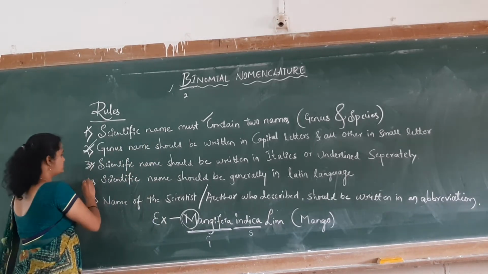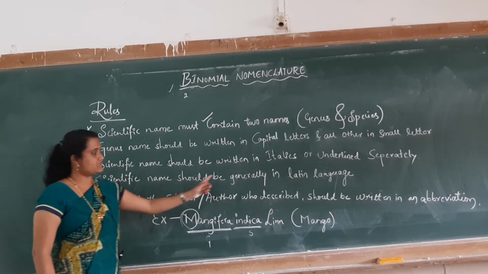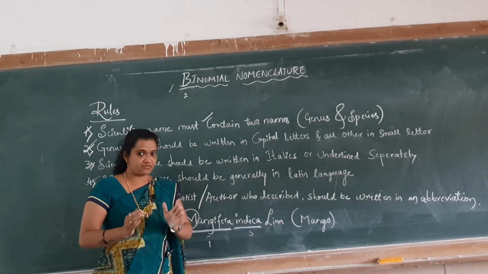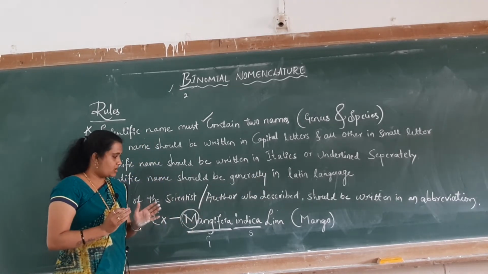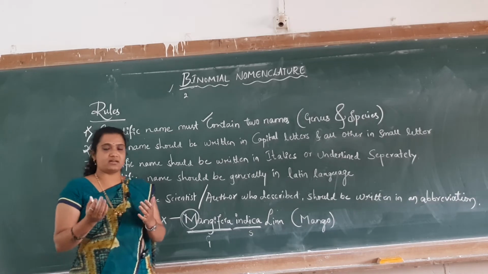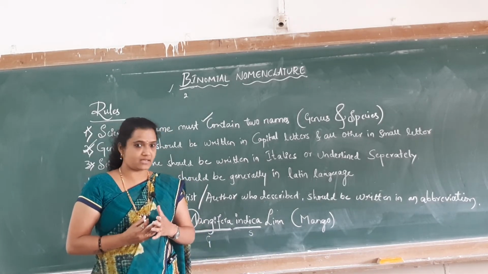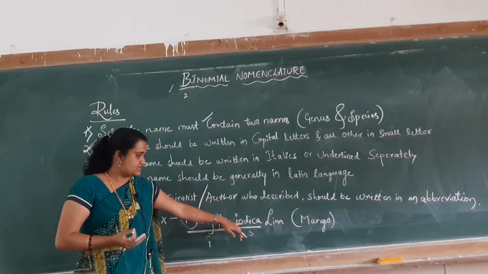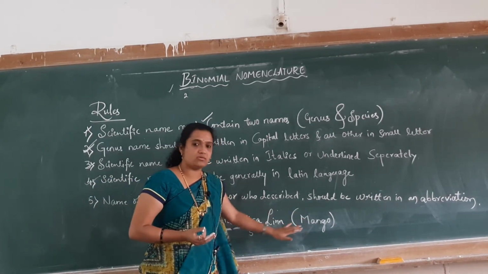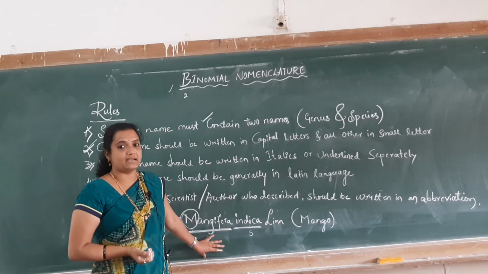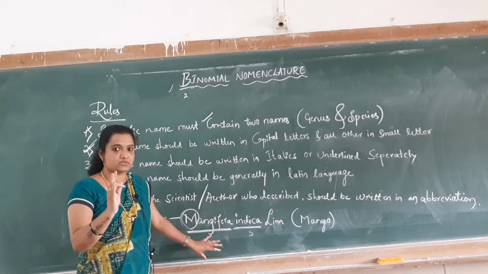Now coming to the fourth rule: scientific names should generally be in Latin language. All the scientific names are derived from the Latin language, the oldest language. Mangifera indica, the scientific name of mango, is derived from Latin. It is also a rule.